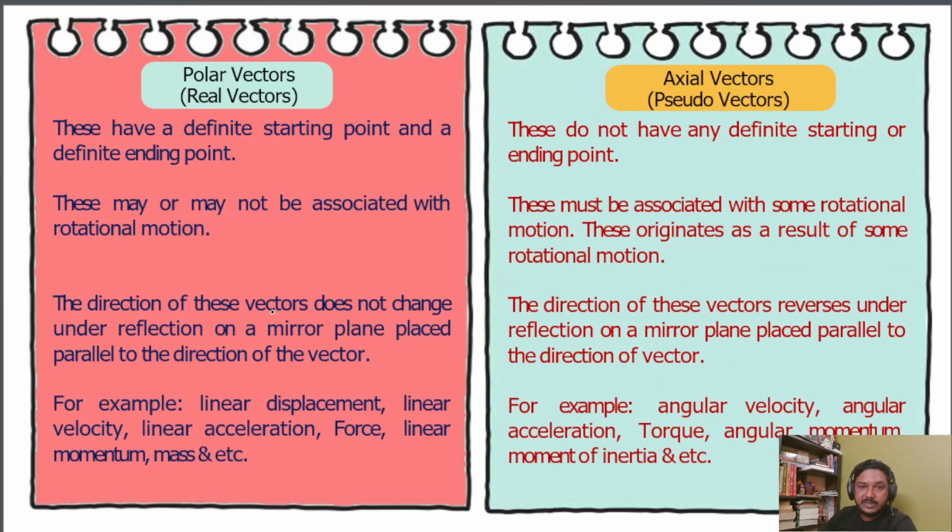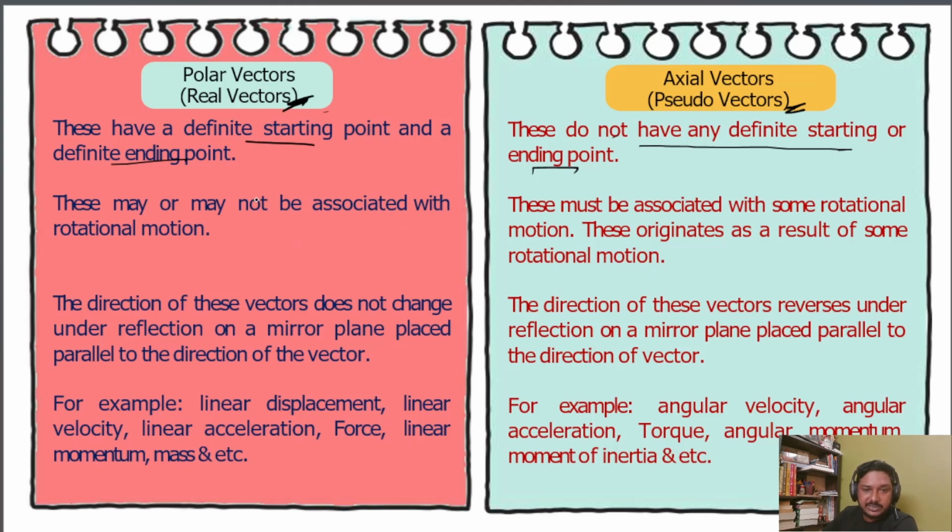Then comes polar vectors and axial vectors. Polar vectors are called the real vectors, and axial vectors are called the pseudo vectors. Polar vectors have a definite starting point and a definite ending point. All the vectors that we have explained till now are mostly polar. They start from a definite point and end at a definite point. In case of pseudo vectors, they do not have any definite starting or ending point. They can start from one point or another point, only their length will be the same. How we'll show that, don't worry.